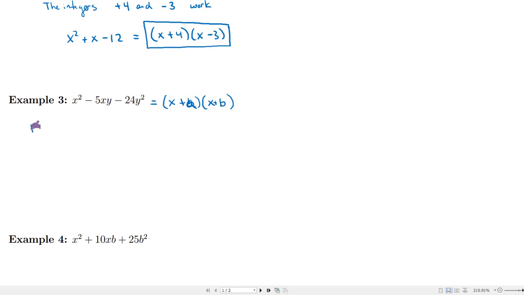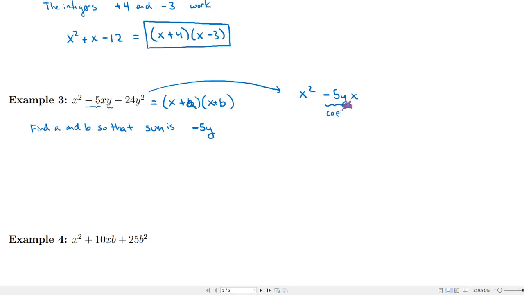what are the conditions? We must find a and b so that their sum is negative 5y. That would be the coefficient of x, right? So rewriting this, this is x squared minus 5y times x. So this is the coefficient, and minus 24y squared, that's the constant term. I just wanted to rewrite it like this so you could see that the coefficient of x is negative 5y, and the product is negative 24y squared. So if a plus b is going to be this, right? This is going to be a plus b, and this over here is going to be a times b.